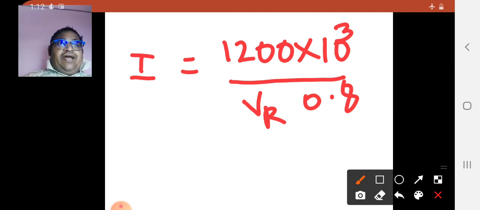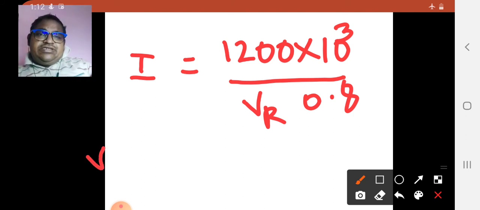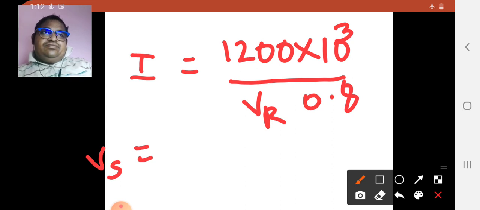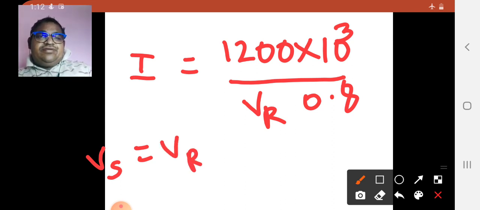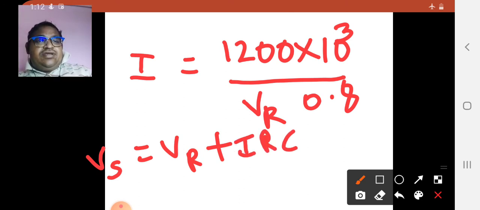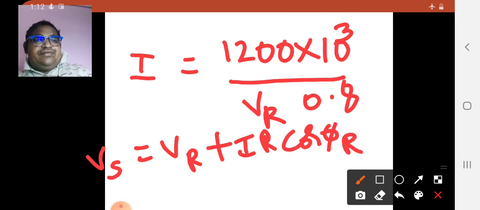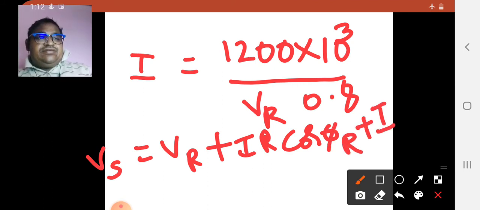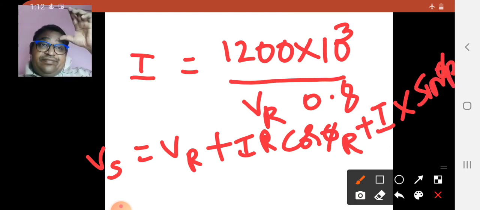Okay, now we have the approximate expression for Vs. What is that equation? Vs is equal to VR plus IR cos phi r plus I into X sin phi r. Yes, here you know the value of Vs. Vs is equal to 19.05. That means let me substitute this value.